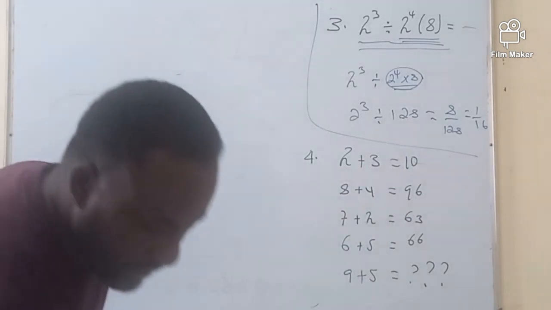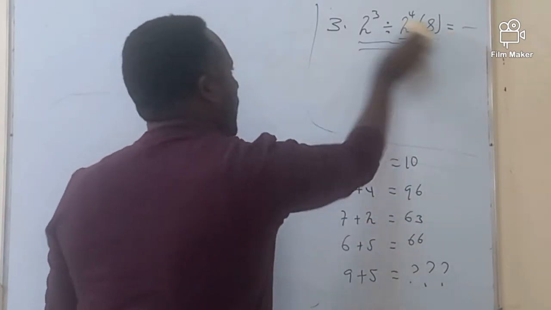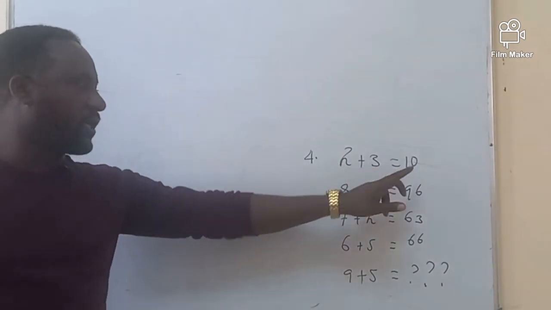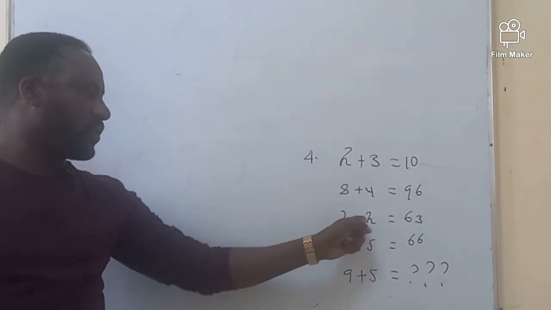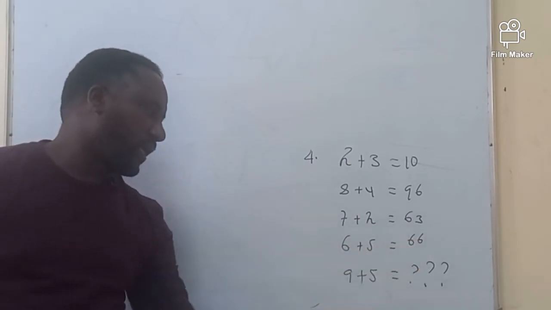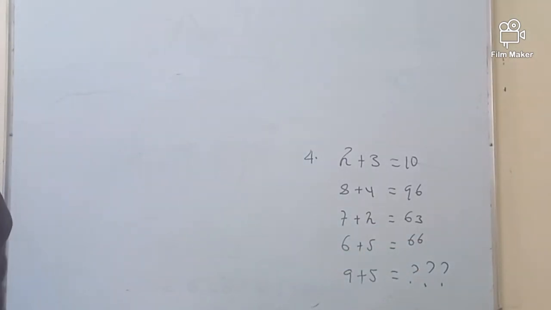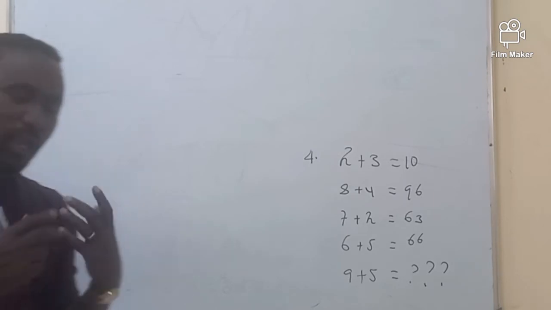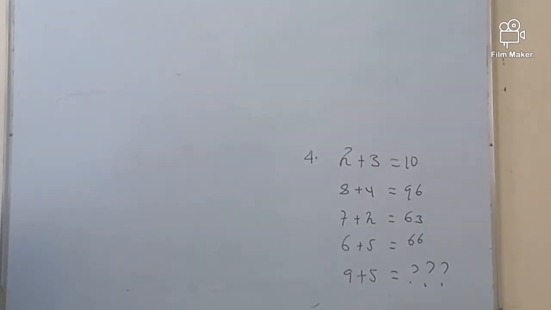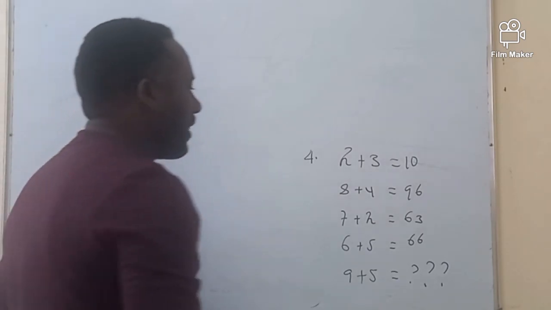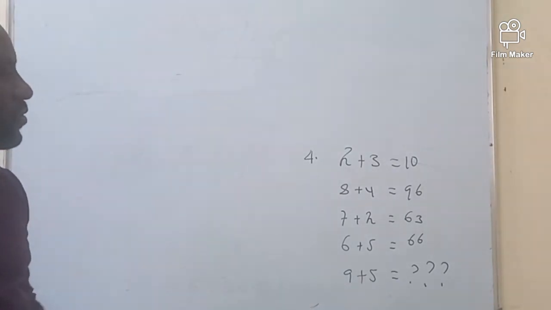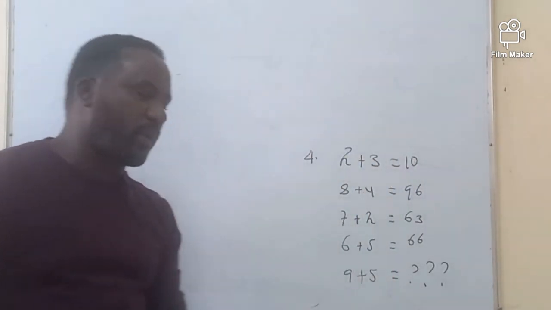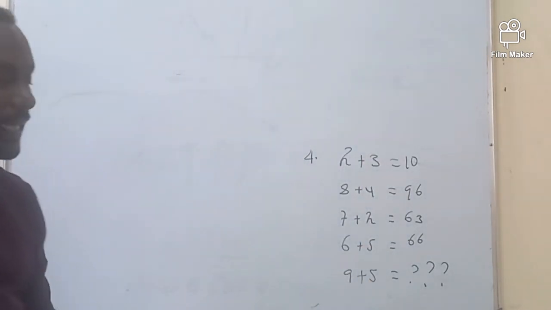So this is the way to do this formula. And when you come to the last case, what will be the last formula? Now look at this one. 2 plus 3, 10. 8 plus 4, 96. 7 plus 2 is 63. 6 plus 5 is this one. 9 plus 5 will be how? How are we going to do this? This is an important matter. In order to find the solution, first of all you have to see the relation between the right side and the left side. On the left side there is a sum of two numbers, on the right side there is a unique number.